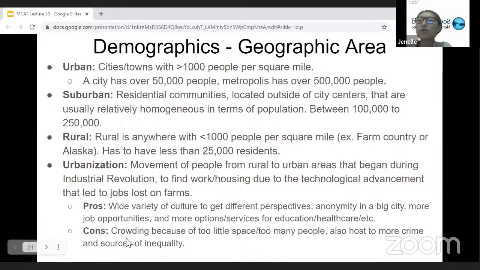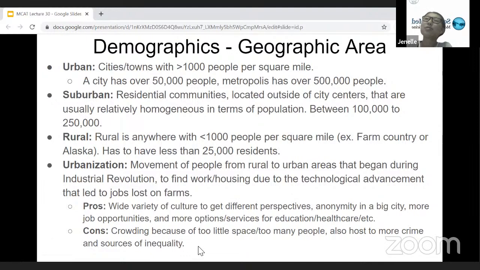The cons tend to be that there is more crowding because of the very small space, even though there are so many people packed in that area. And also, it's worth noting that urban areas are host to more crimes and sources of inequality.